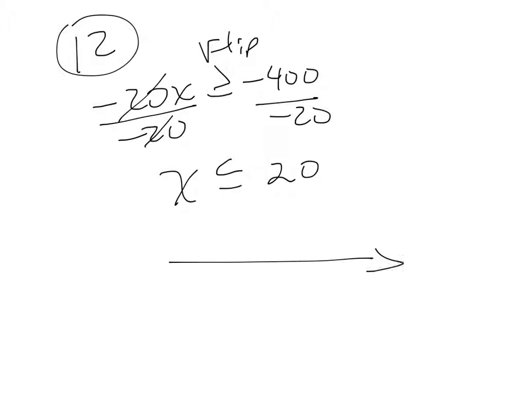And then whenever you draw your number line, you just put 20 in the middle. Since it is less than or equal to, it's solid. And all the numbers that are less than or equal to are to the left.